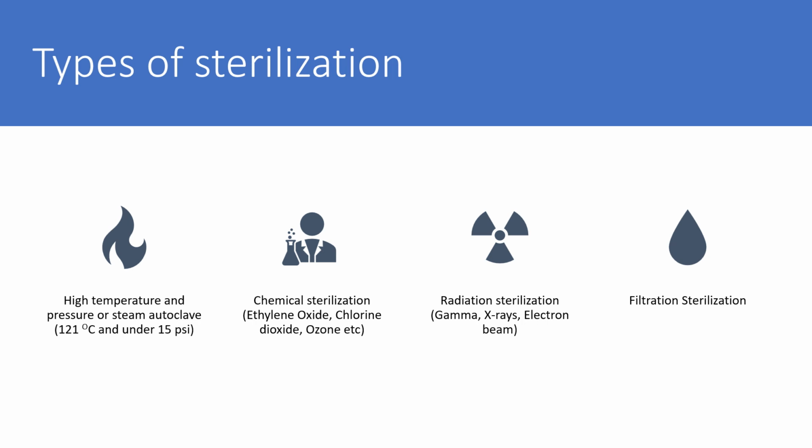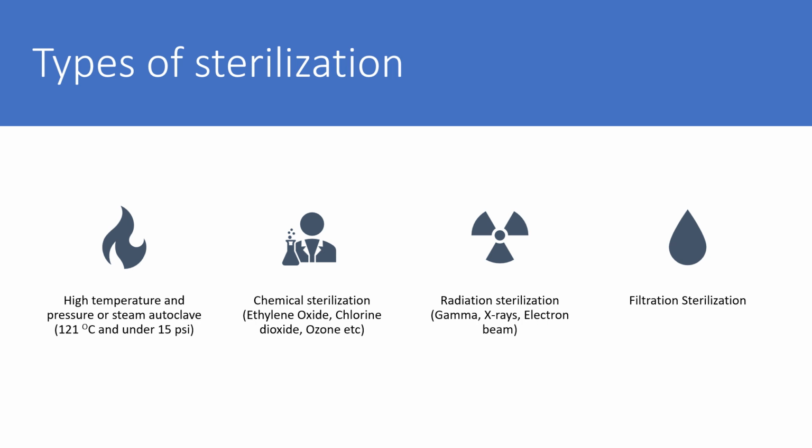Next, we have radiation sterilization, which utilizes different forms of radiation, such as gamma rays, X-rays, and electron beam. These high-energy radiations penetrate the materials, damaging the DNA and other vital components of microorganisms, thereby rendering them sterile. Radiation sterilization is widely used for items that cannot be sterilized using heat or chemicals.